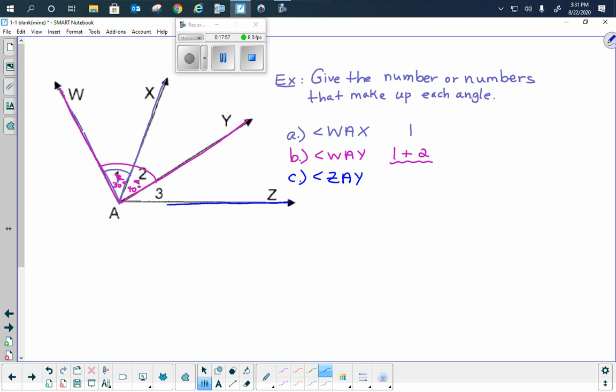Here we go. Z to A to Y. Hopefully you're seeing from the blue wall to the blue wall, we're enclosing angle 3. Okay, so those could both be called interchangeably. Angle ZAY is also angle 3 in that picture. And last but not least, if we were to go for D, angle ZAW, and I went from Z to A to W, well, notice from purple to purple, I've now enclosed all of them. So you should be telling me 1 plus 2 plus 3.